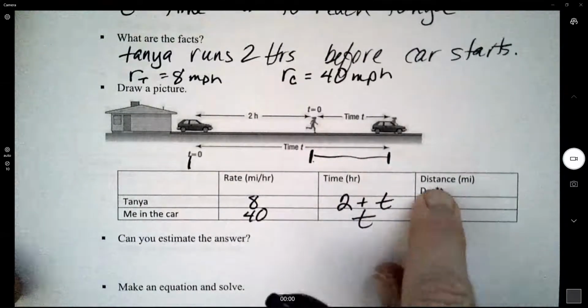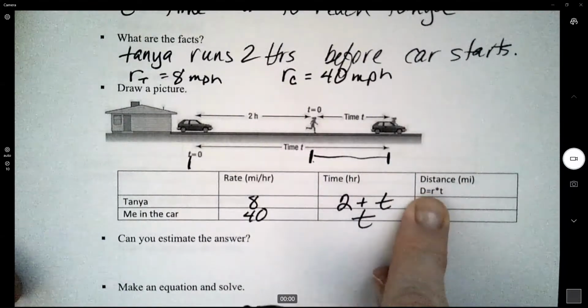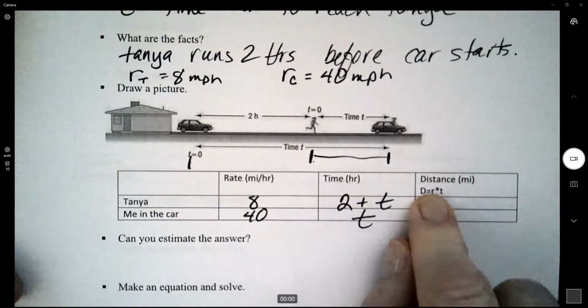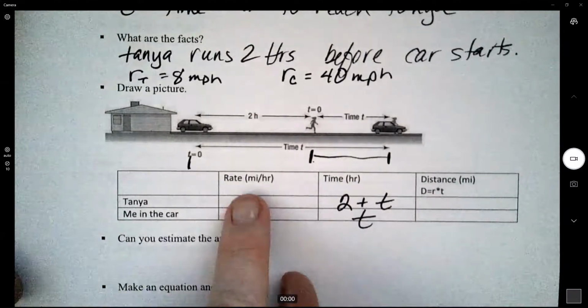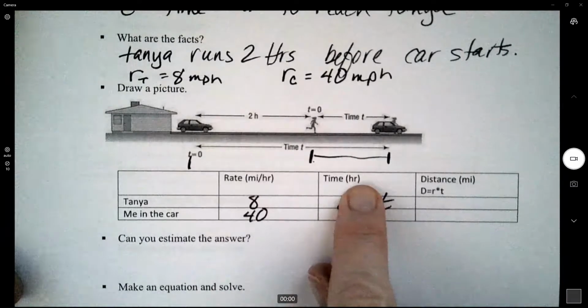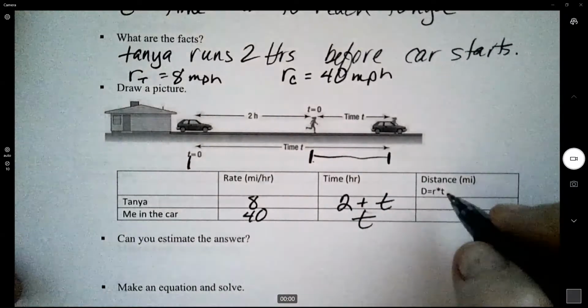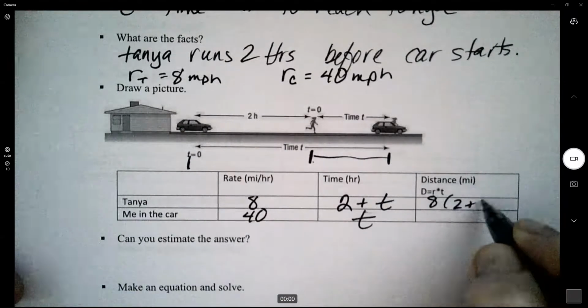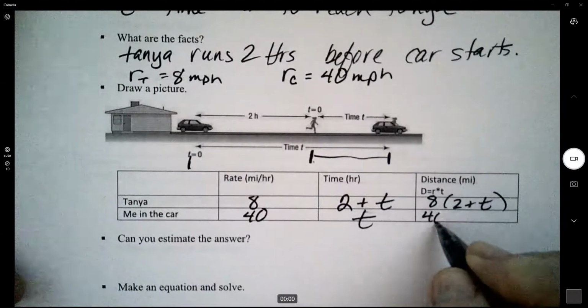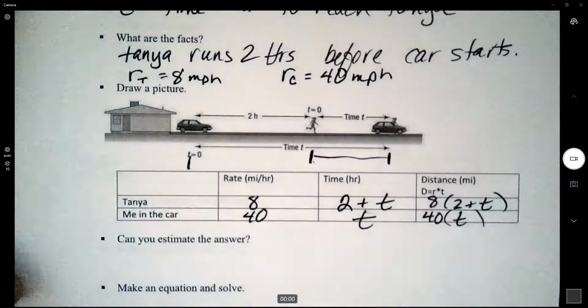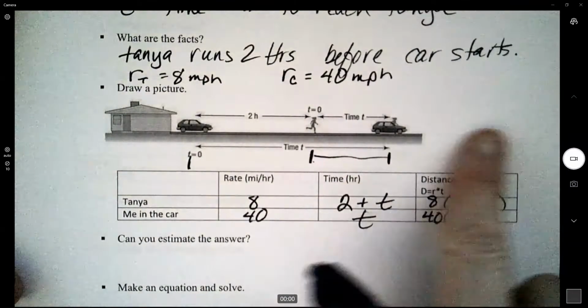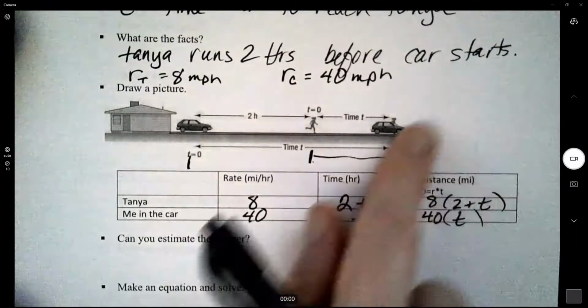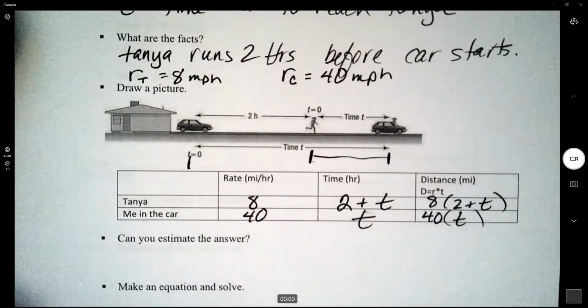Distance, if you remember the formula from the first page of this lecture, distance is equal to rate times time. Well, we've got rate and we've got time, so therefore distance is going to be rate times time. So what we can do now is we have an expression for distance for both Tanya and me in the car.